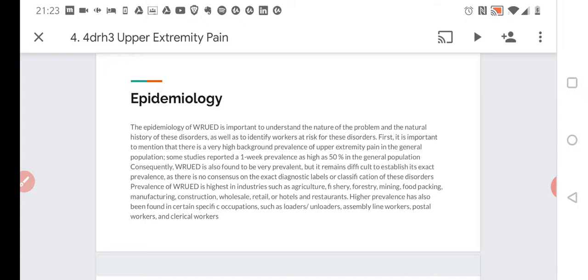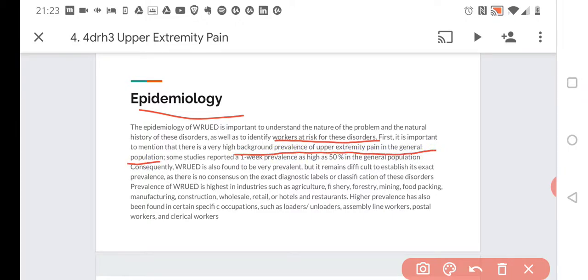And generally, the epidemiology, so understanding the frequencies of different types of these conditions, is important to understand the nature of the problems, as well as identify those workers that are at risk of developing them. So first, it is important to mention that there is a very high background prevalence of upper extremity pain in the general population. Some studies report that one week prevalence is as high as 50% of the general population. What do I mean by that? I mean that generally it is very, very common that from time to time the upper extremity may be painful.